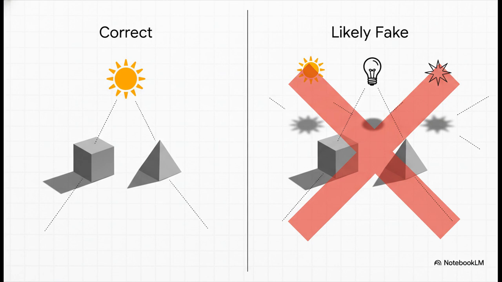Here's a little physics 101, but don't worry, it's really easy. If there's one main light source, like the sun, all the shadows in that picture should basically point away from it. They should look like they're all going towards a similar vanishing point. If you see shadows going in all sorts of crazy, conflicting directions, that is a huge red flag that somebody has probably stitched a bunch of different images together.